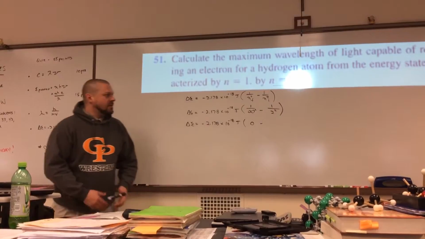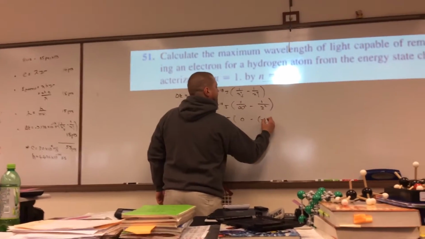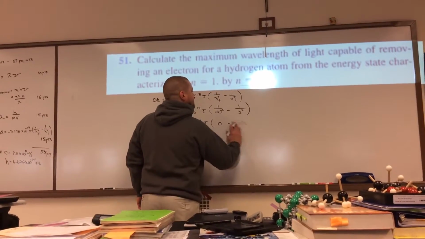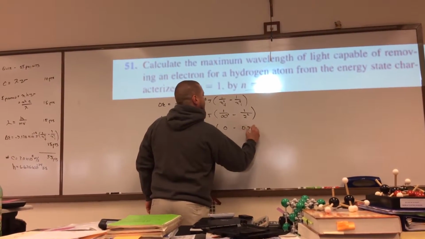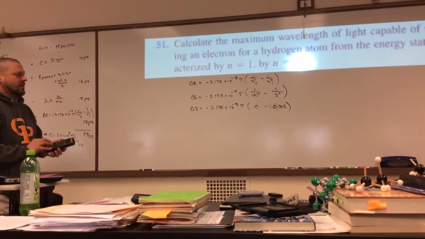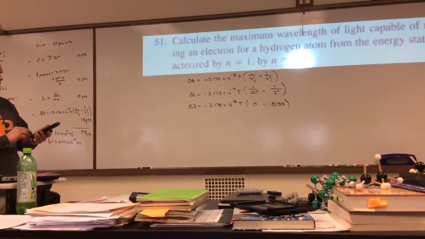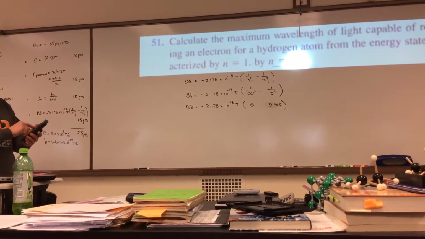That'd be my argument. So this is 0 minus 0.25. We okay here? Okay, so really it's just coming out positive now.